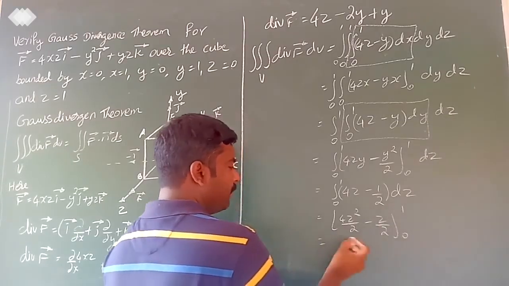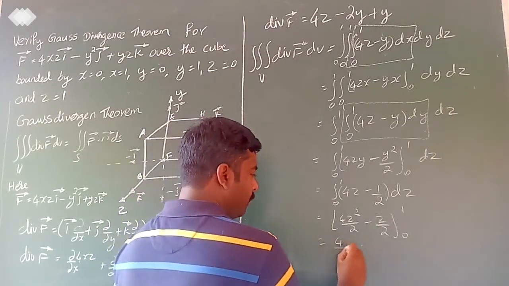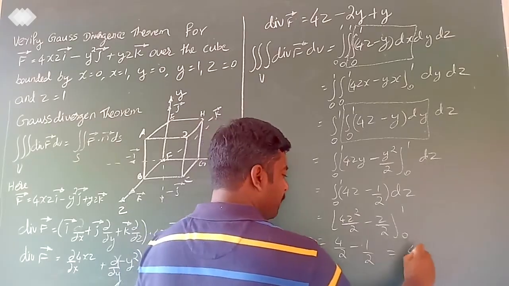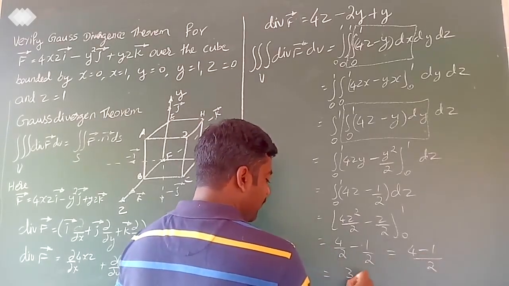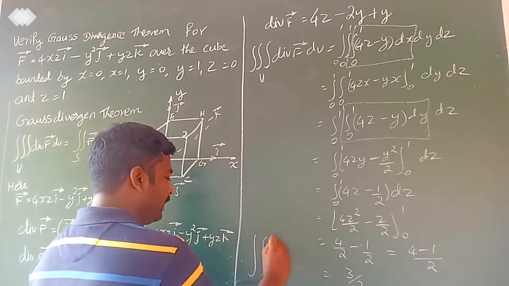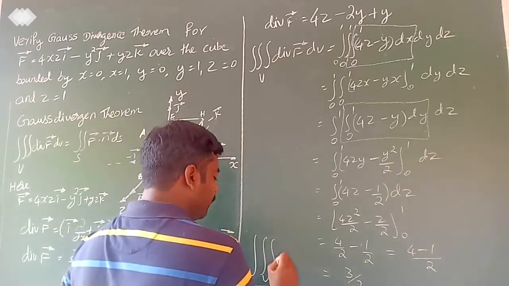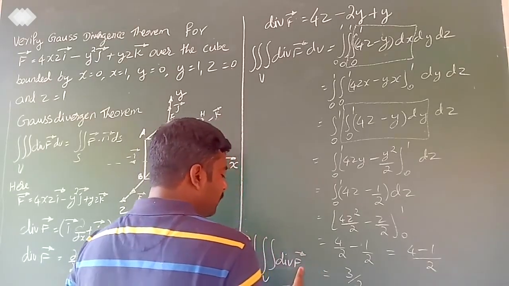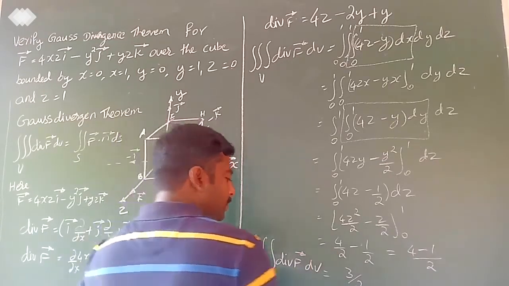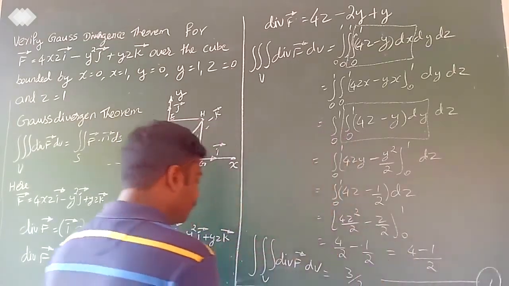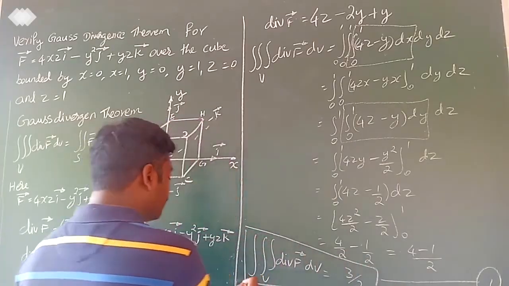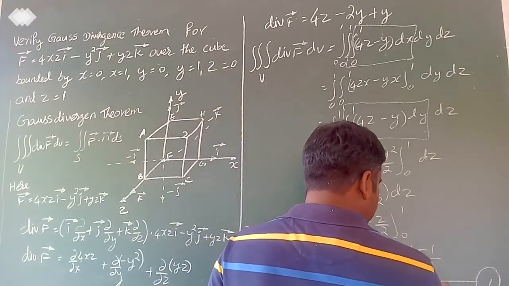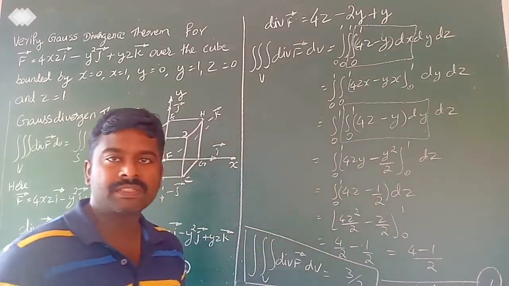Limit 0 to 1. Therefore once here we apply the upper limit, 4 by 2 minus 1 by 2. Therefore this term will become 4 minus 1 by 2, that is 3 by 2. So that is triple integral of v divergence of f vector dv equal to 3 by 2. So this equation will become equation 1, as per the formula. This is the left hand side, so obviously this one is the left hand side of Gauss divergence theorem.